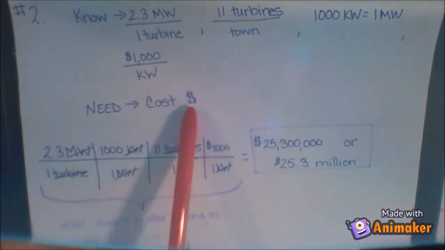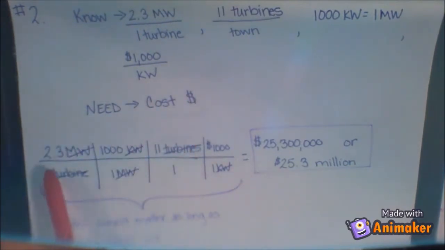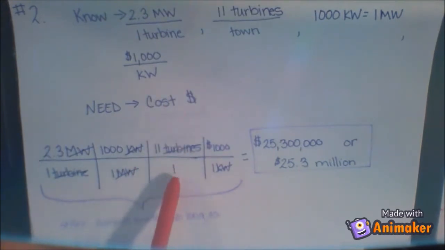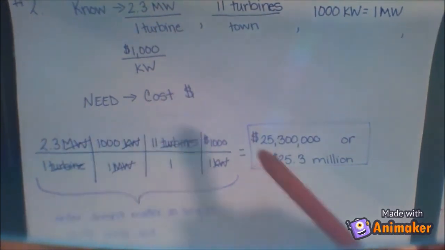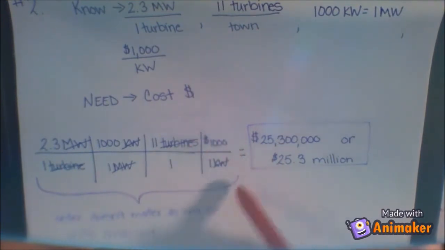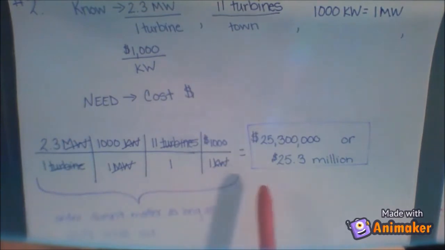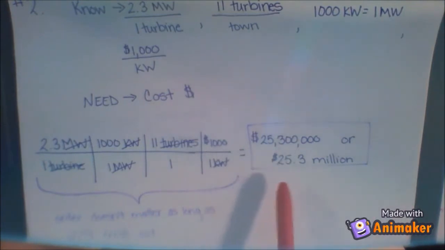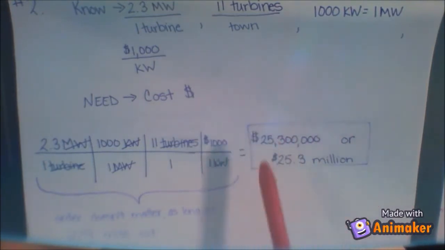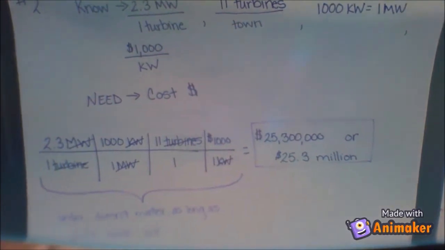What do we need? We need the cost in dollars. So we do 2.3 megawatts over 1 turbine times 1,000 kilowatts over 1 megawatt times 11 turbines over 1. This is just a placeholder. Times $1,000 over 1 kilowatt. The order of these does not matter as long as the placement is correct, top to bottom, and all of those units cross out. What we end up with is $25,300,000 or $25.3 million. You could also have put this in scientific notation and that would have been fine as well. Let's move on to question number 3.